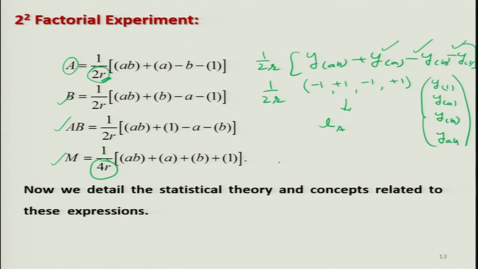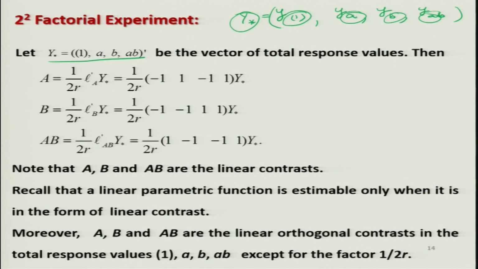So, I can write down here that LA is my vector, like, minus 1, plus 1, minus 1, plus 1. So, I can write this expression as LA transpose, and this vector here I am trying to write as y star. So, I can write down here y star, and then this term will come over here like this. And the same exercise I can do here with B, AB and M. Right. So, this is what I am writing here.